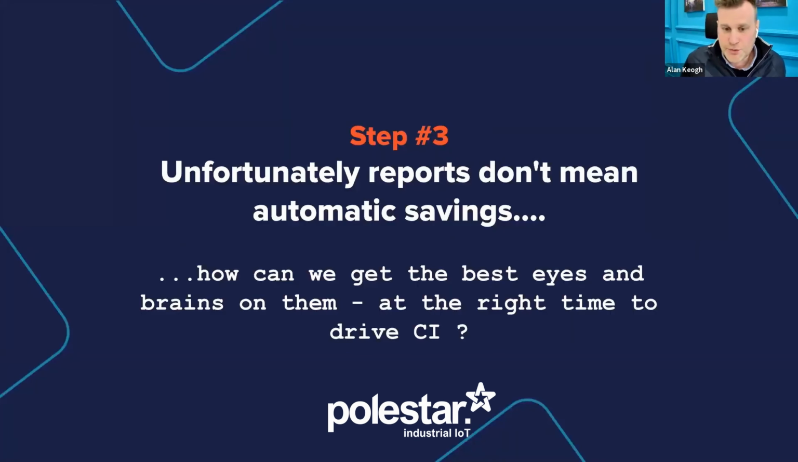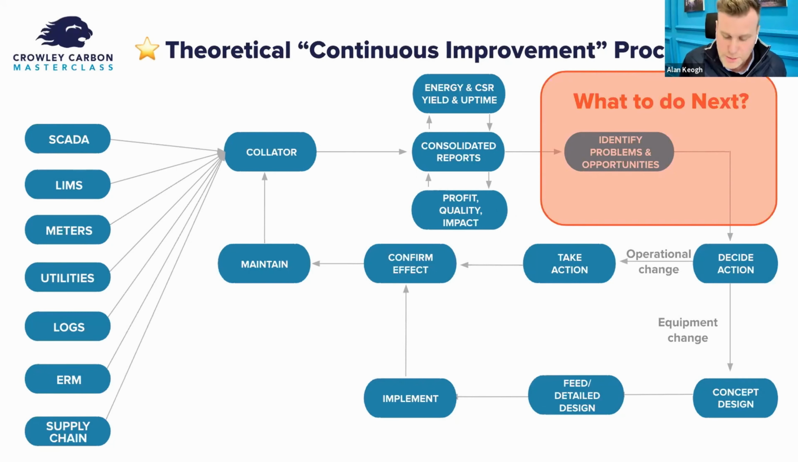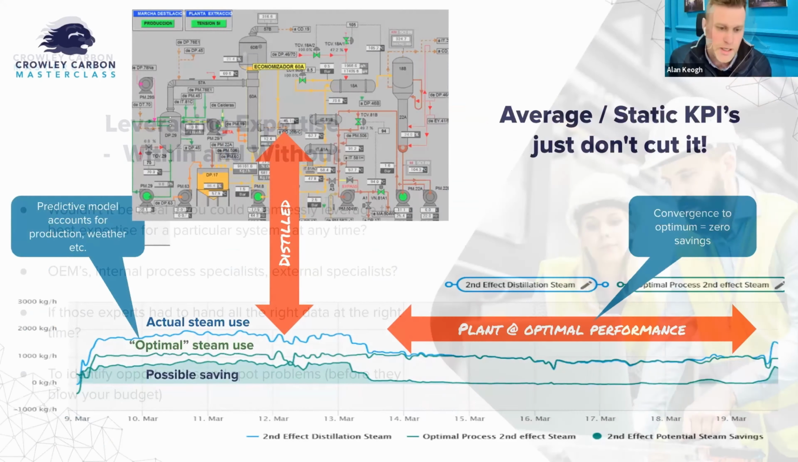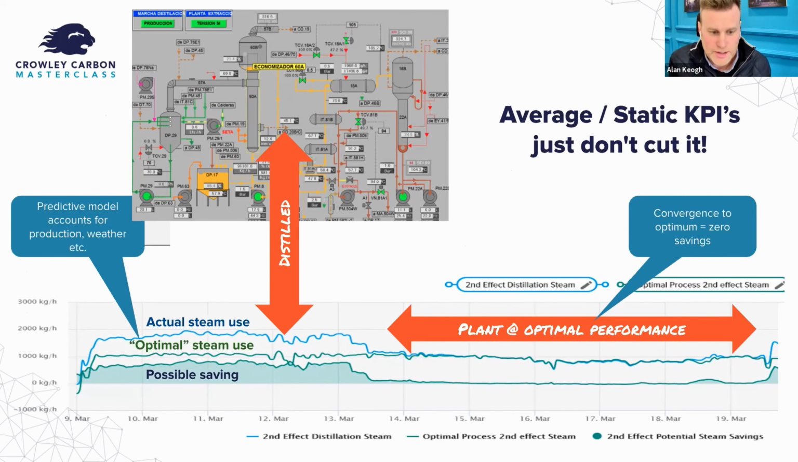So step 3, having all this great information and reports obviously doesn't automatically turn into savings. So how do we get the best eyes and the brains on that data, on the reports at the right time to drive CI? That's where we are in the process. So we're steadily moving around. What we're saying here is, so you get a deviation, it pops up over the optimal steam use line. You know there's something happening in the plant. Maybe vacuum is drifting, or there's a heat exchanger that's failed. Then what do you do?